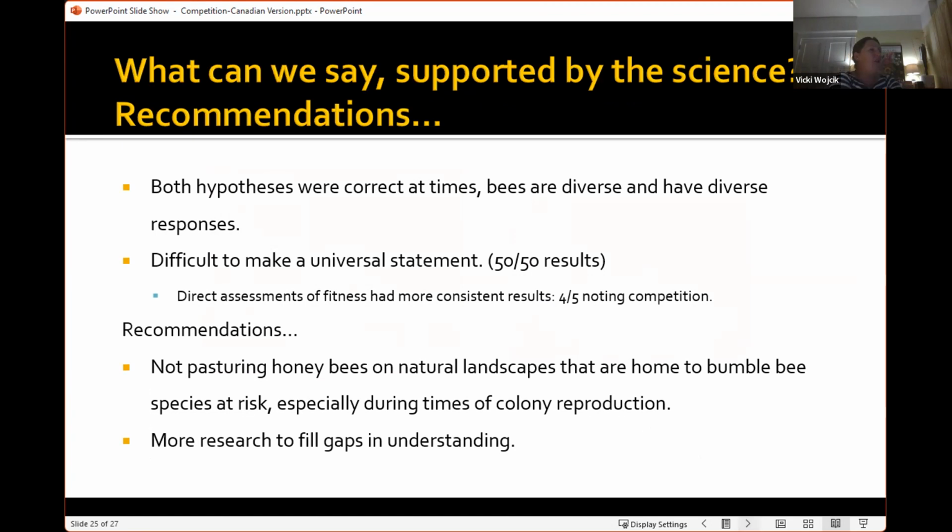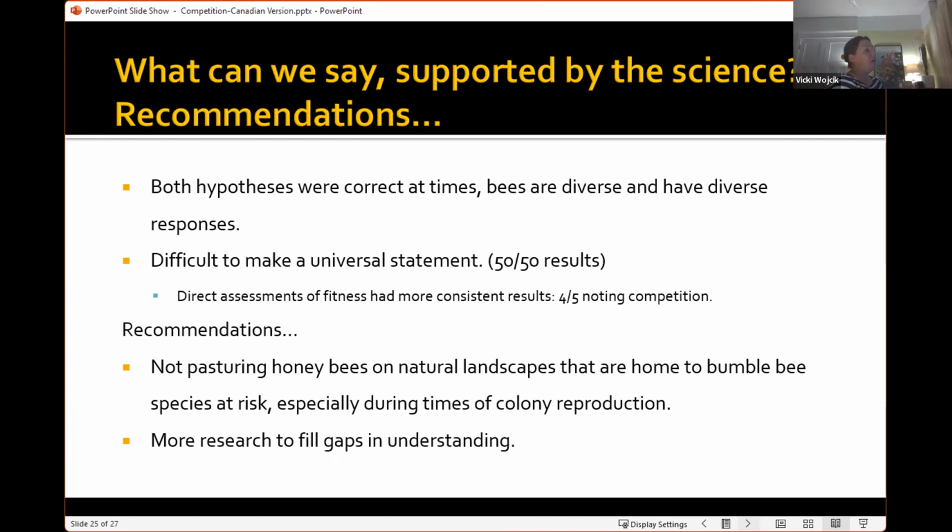But then the question is, what can the science say, or maybe even recommend, when we get into these decision-making scenarios, like, should we allow honeybees in this landscape, or should you allow beekeeping in this scenario? So we know that both hypotheses, either generalist or specialist foragers being impacted, can be correct at times. It's really difficult to make a universal statement because of the diversity of wild bee lifestyles. The results, even from the studies that were well done experimental studies, are equivocal, 50-50.